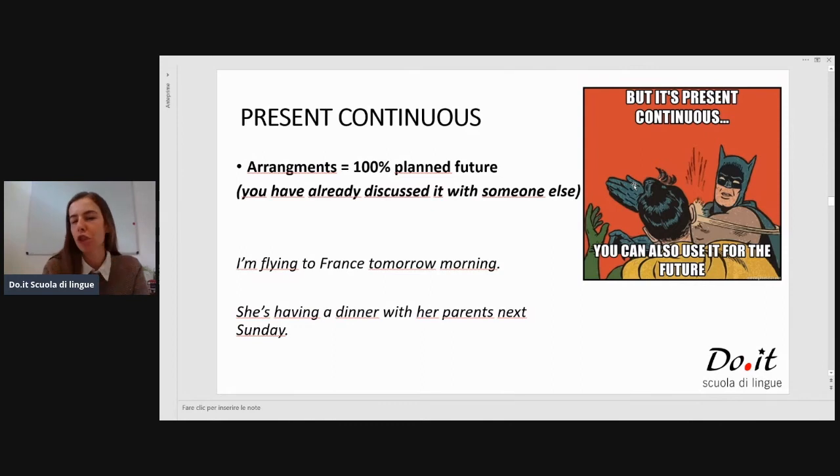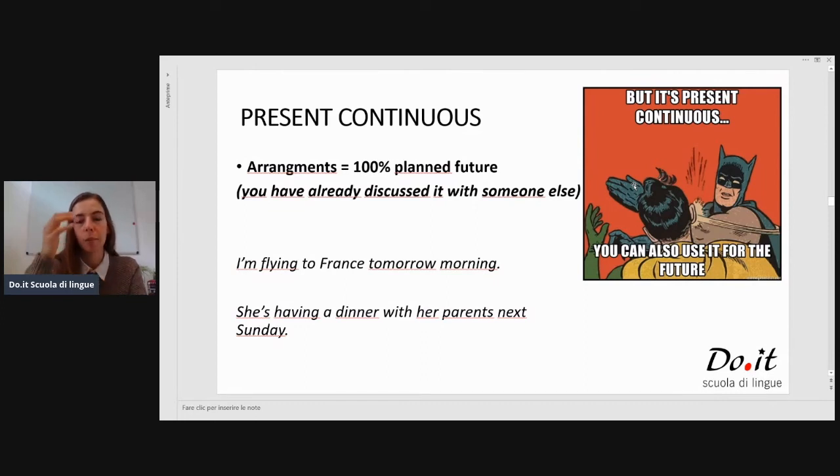Oppure quando qualcosa è semplicemente sicura. So, for example, I'm flying to France tomorrow morning. Domani prendo il volo a Francia. Okay? It is 100% sure. Nothing can happen in order not to make me fly, you know? Sicuramente volerò. The next sentence is she's having a dinner with her parents next Sunday.